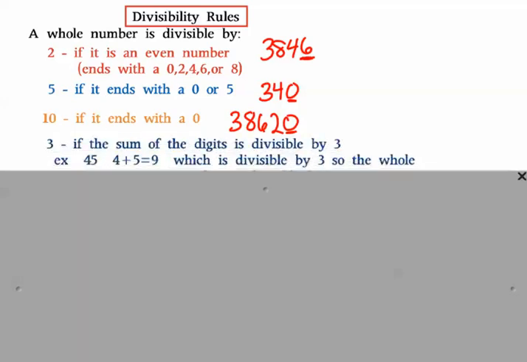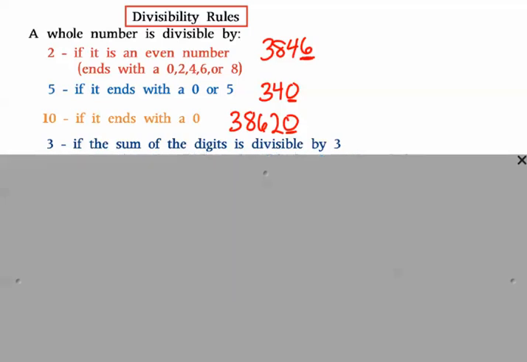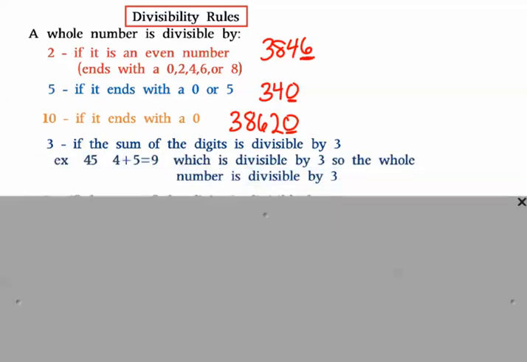3 is a little bit more complicated. I know a number is divisible by 3 if the sum of the digits are divisible by 3. All right, what does that mean? Okay, here we go. So let's say I have the number 45. If I were to add these two digits together, 4 plus 5, that equals 9. Is 9 divisible by 3? Yes, so the whole number is divisible by 3.